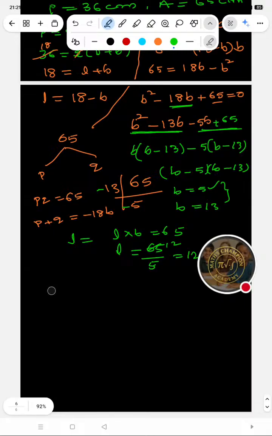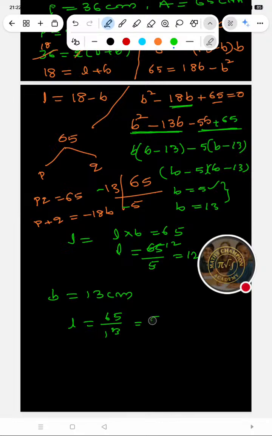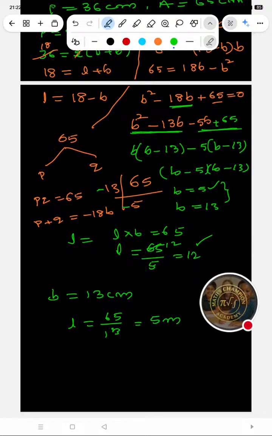If you are taking B is equal to 13 centimeter, then what is L? L is equal to 65 by 13, that is 5 meters. So actual length will be more. For a rectangle length will be more, no? Then you can simply consider this one only. L is equal to 12 centimeter and width is equal to 5 centimeter.